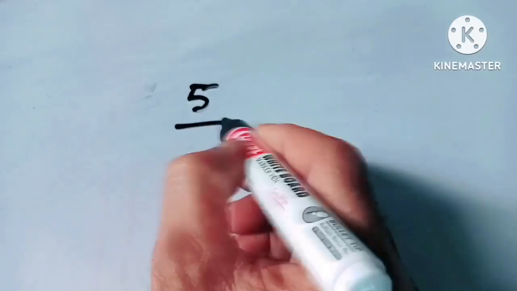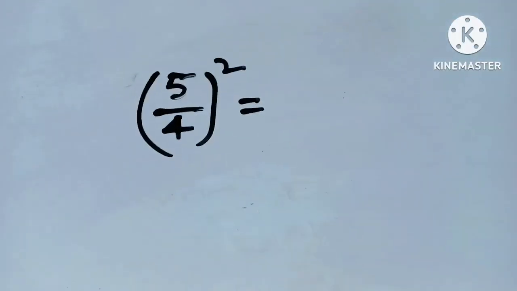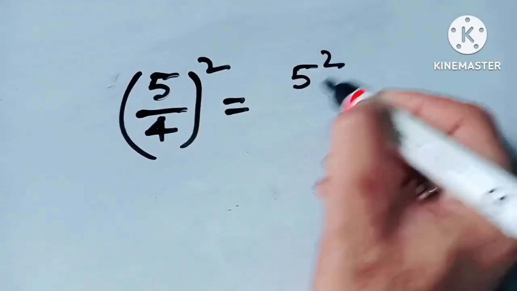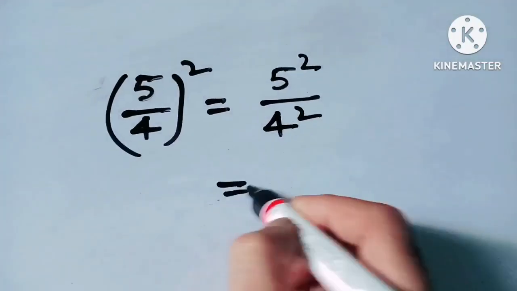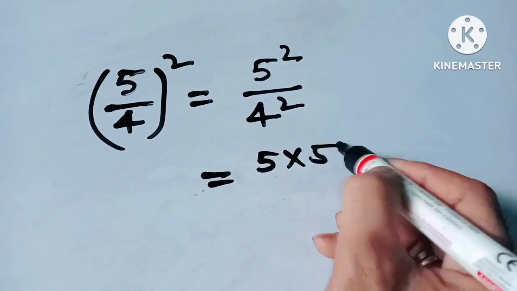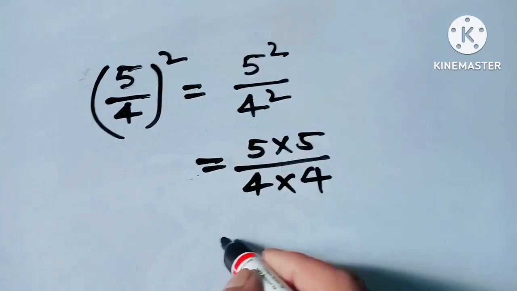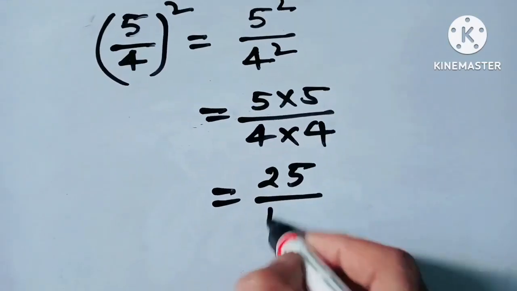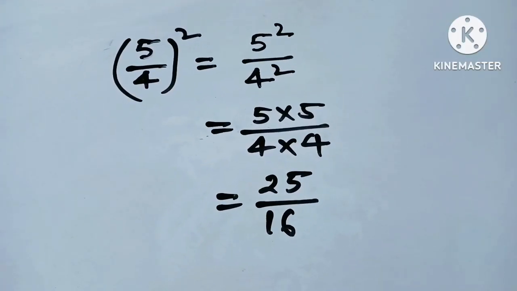Now we will solve a fraction problem with power 2, or exponent 2. Here (5 by 4) to the power square. We can write it as 5 square by 4 square. Now 5 square we can write as 5 multiply 5, and 4 square we can write as 4 multiply 4. Now 5 5s are 25 and 4 4s are 16. Here the fraction is 25 by 16.